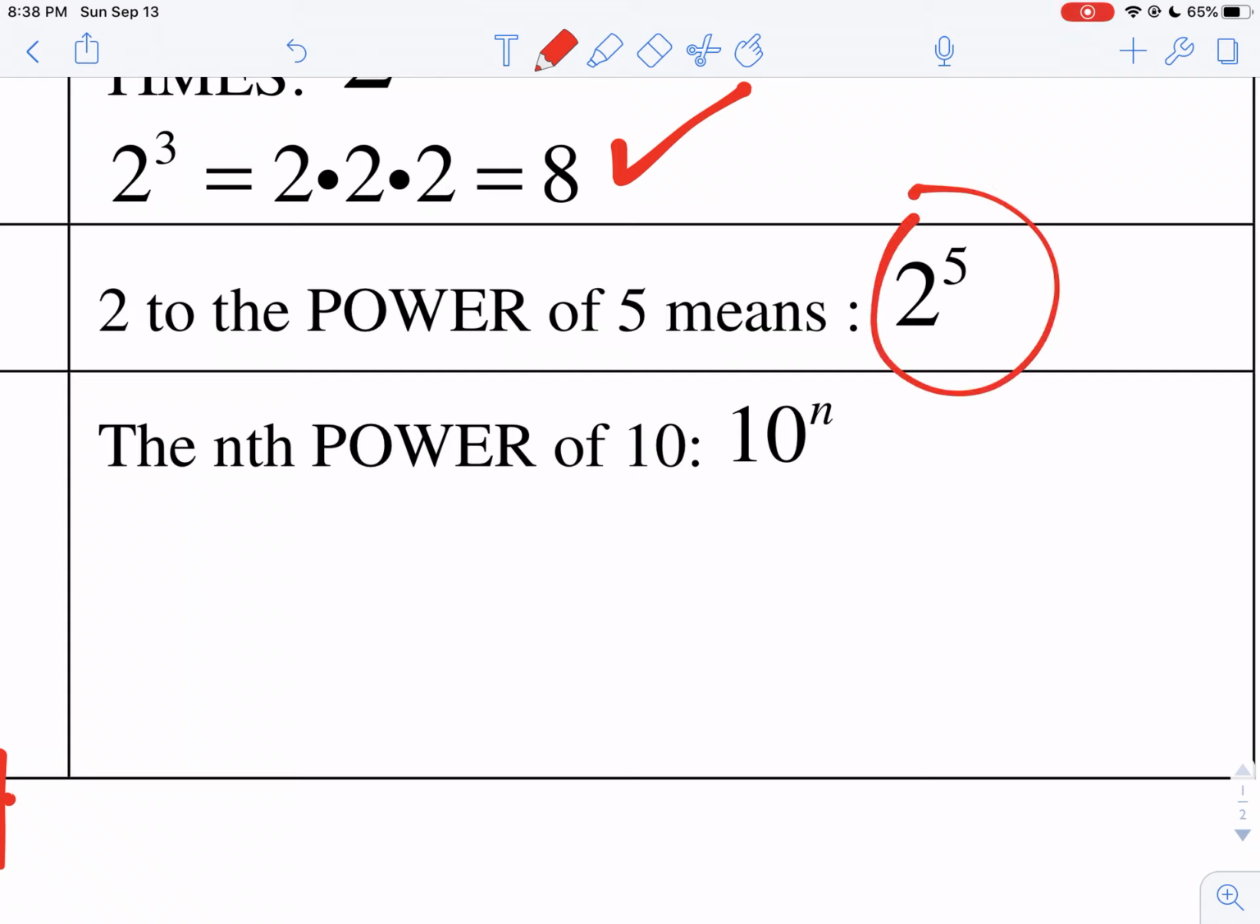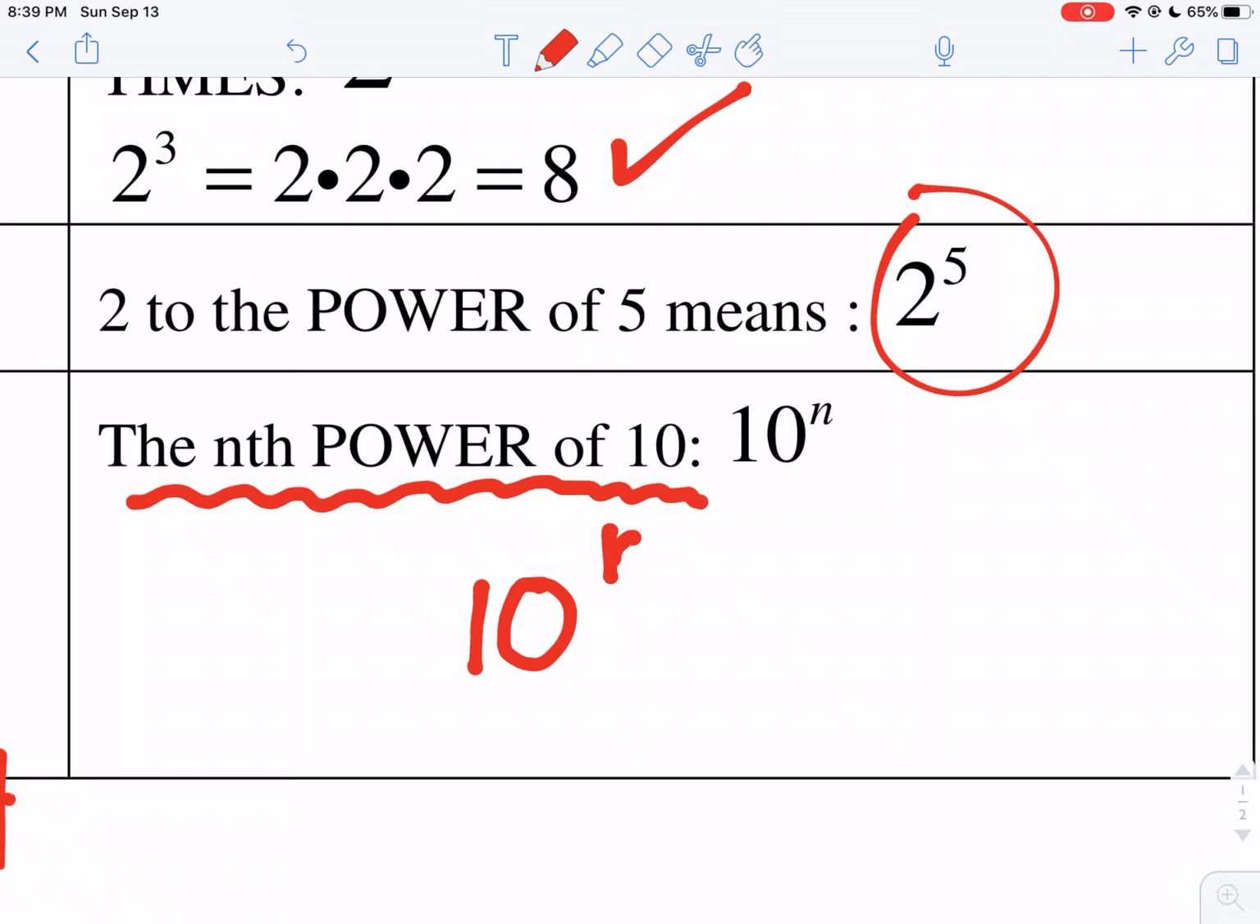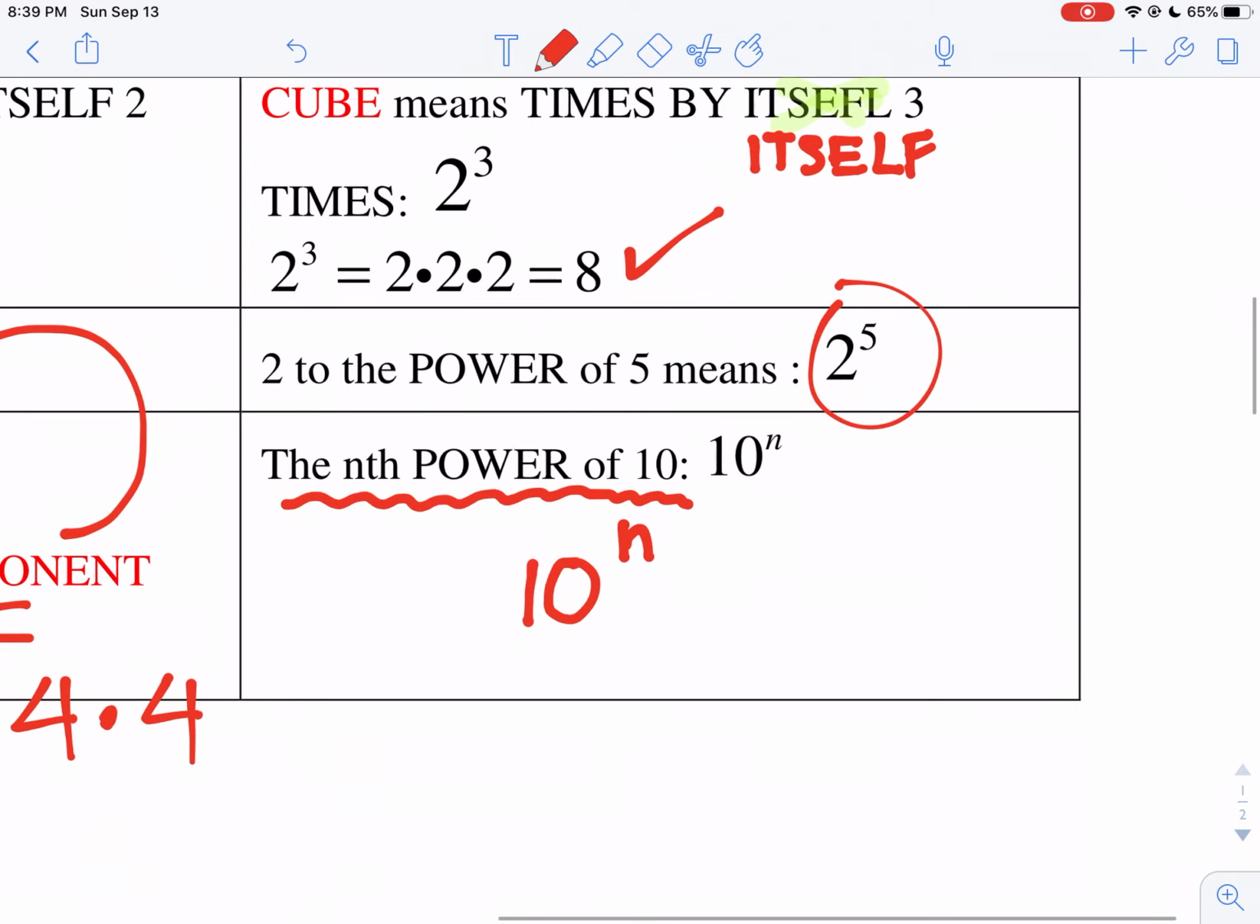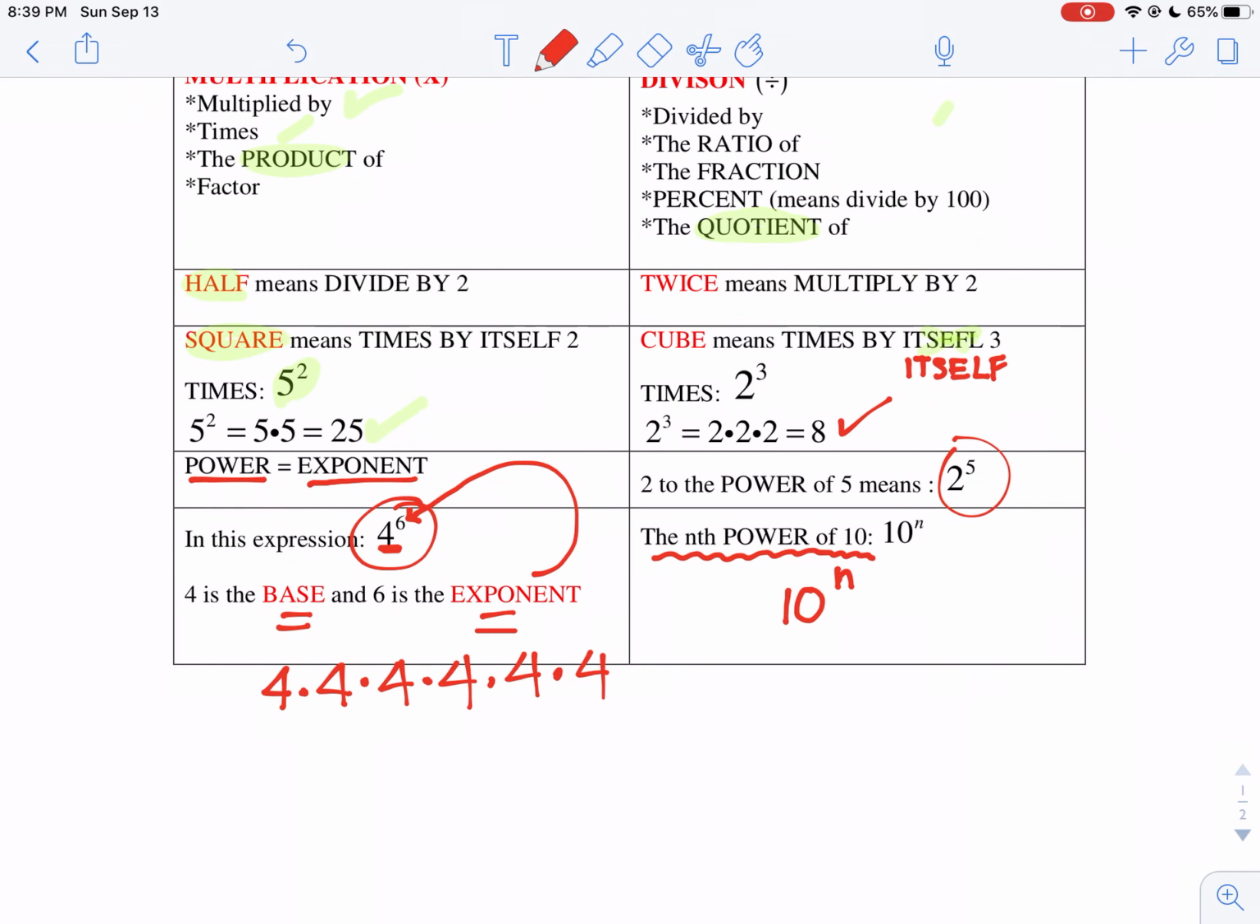And then this one is one that tends to confuse a lot of students. The nth power of a number, in this case 10. So you just write on the base, your base is 10, and the nth power, so the power is n. It could be anything. This is just what we call an abstract example. All right, so this is what you have.